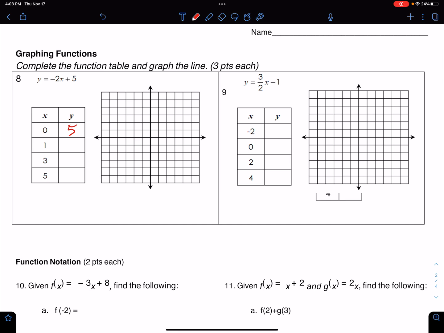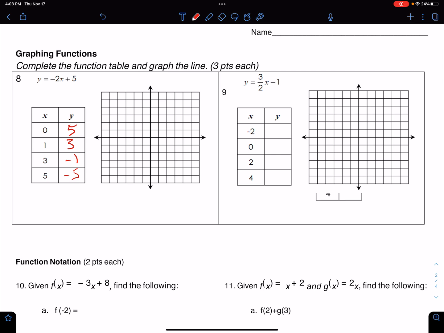Next one, 1 times -2 is -2. -2 plus 5 is 3. Next one, -2 times 3 is -6. -6 plus 5 is -1. The next one, -2 times 5 is -10. -10 plus 5 is -5.